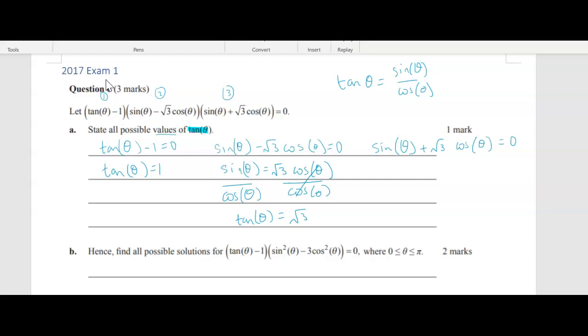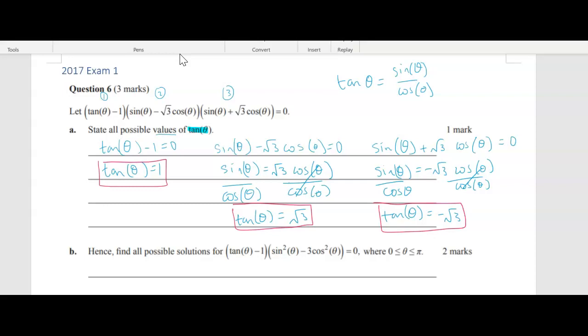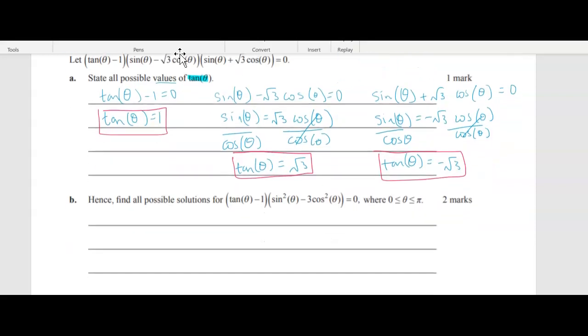And then we do the similar one to the last bracket. So we can have sine theta equals negative root 3 cos theta. Divide both sides by cos theta. So sine over cos is tan theta. And then they cancel out and we've got negative root 3. So we've got the 3 solutions. So tan theta equals 1, tan theta equals root 3, and tan theta equals negative root 3. A lot of work for 1 mark, which was quite frustrating.